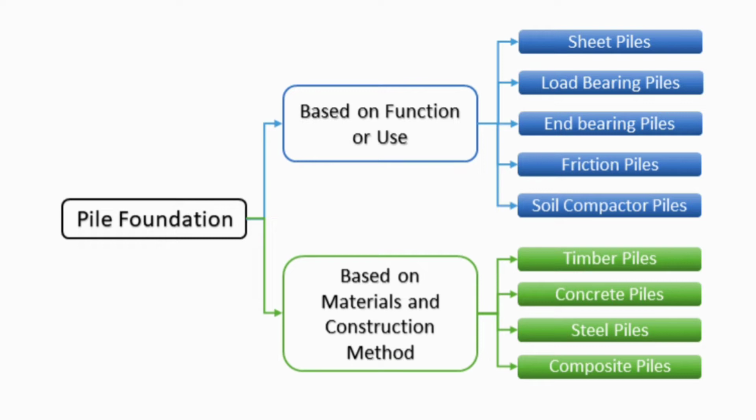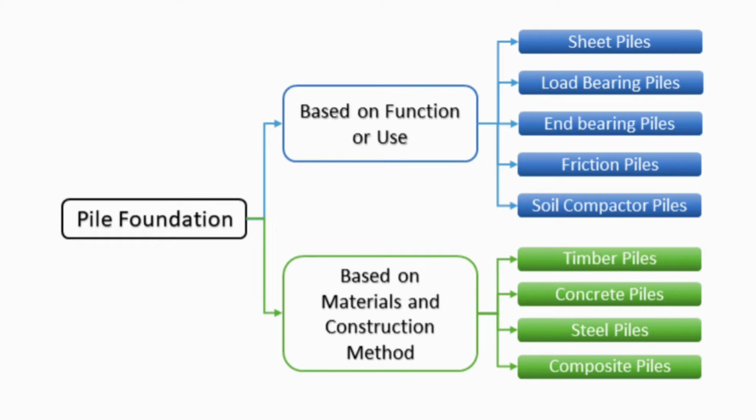Part 1, based on function or use. Number 1, sheet piles. Number 2, load bearing piles. Number 3, end bearing piles. Number 4, friction piles. Number 5, soil compactor piles. Now we will classify pile foundations based on material. Number 1, timber piles. Number 2, concrete piles. Number 3, steel piles. Number 4, composite piles.